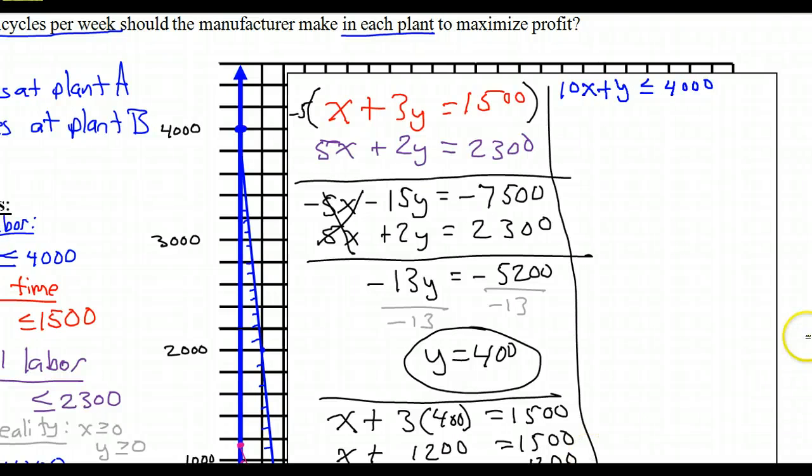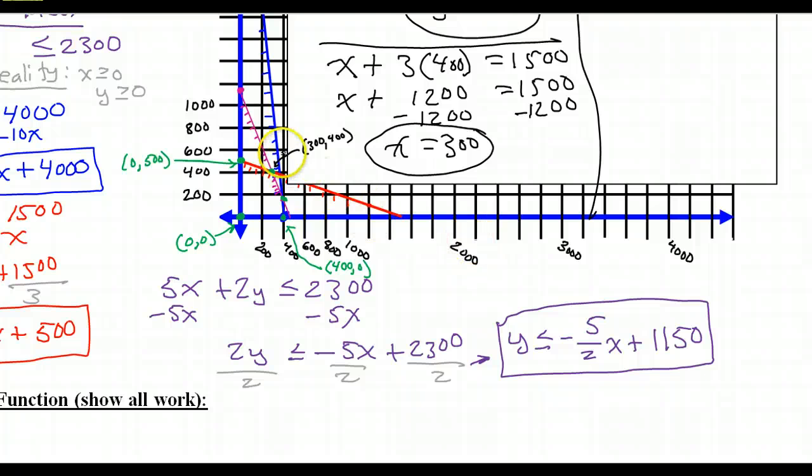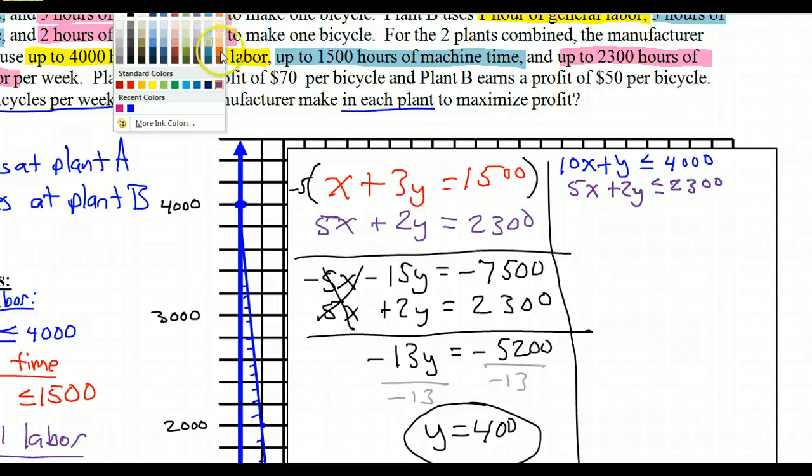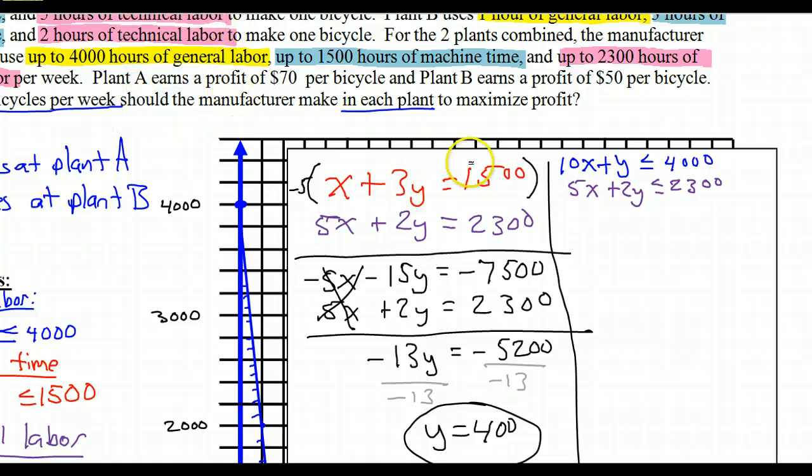Alright, so we're doing the blue. We're finding where the blue line and the purple line meet. Alright, so here's the blue equation, and here comes the purple equation. Well, I just used the purple equation a second ago, so I can just copy it from here. So that's going to be 5x plus 2y is less than or equal to 2,300. So let's put these guys together. Alright, I feel like I should use a different color now. I'll try this one.